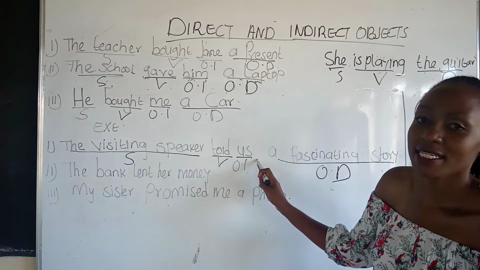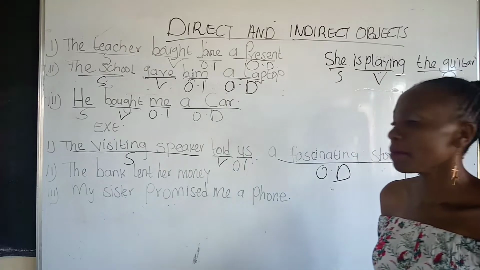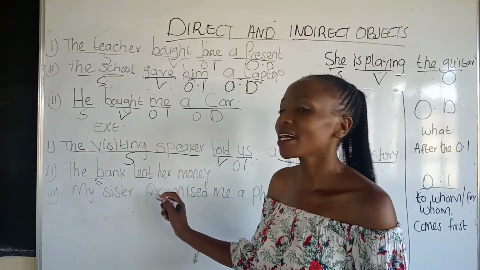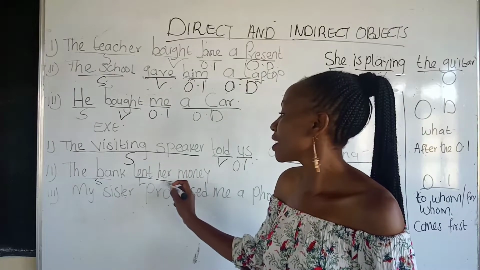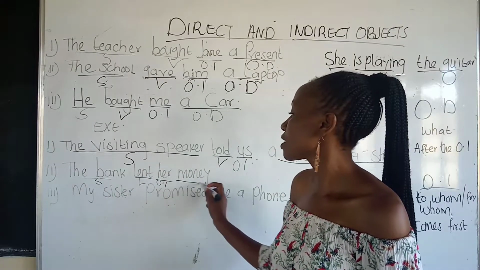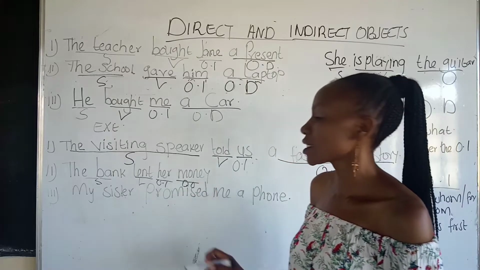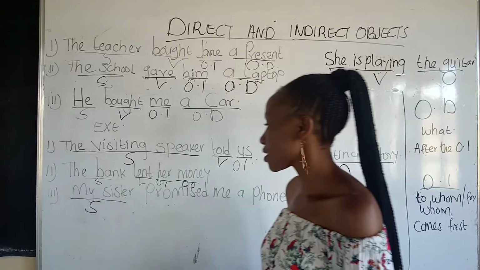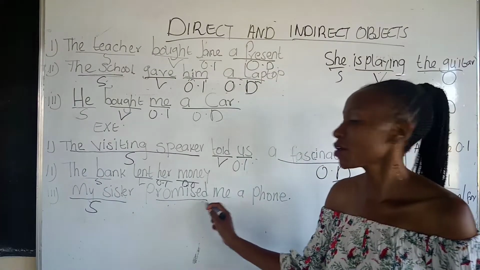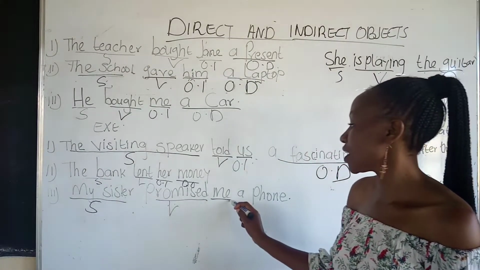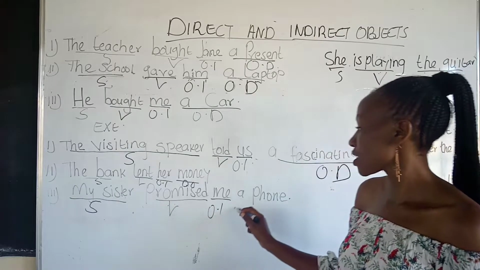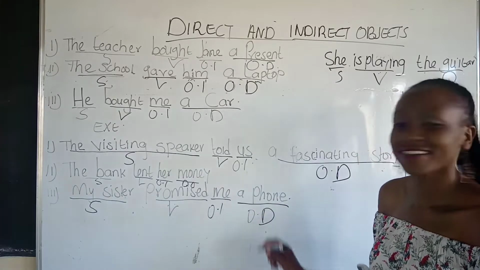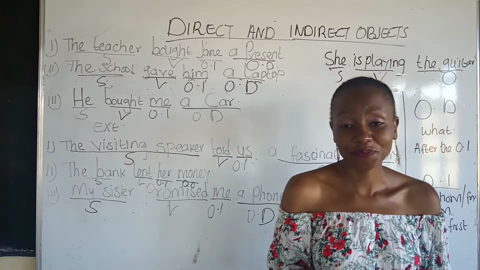The bank lent her money. The bank is the subject. Lent, the verb. Indirect object. Direct object. Lastly, my sister, the subject. Promised, the verb. Me, indirect object. A phone, direct object. Just like that.